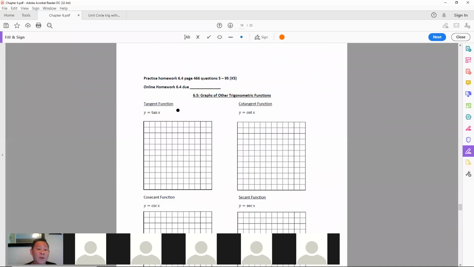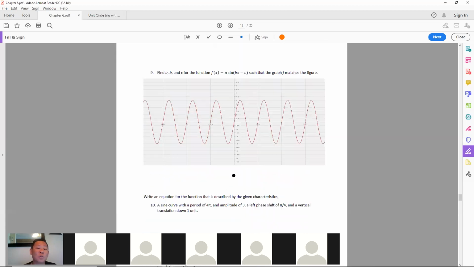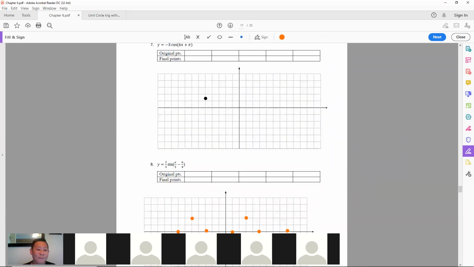6.5 is where we do tangent, cotangent, secant, and cosecant. If you don't know how to do sine and cosine, then forget about 6.5. So make sure you concentrate on how to do this one first. If you do have questions, do send me any emails. I do have some old Zoom videos you can watch. So I'm going to stop sharing here and I'm going to stop recording.